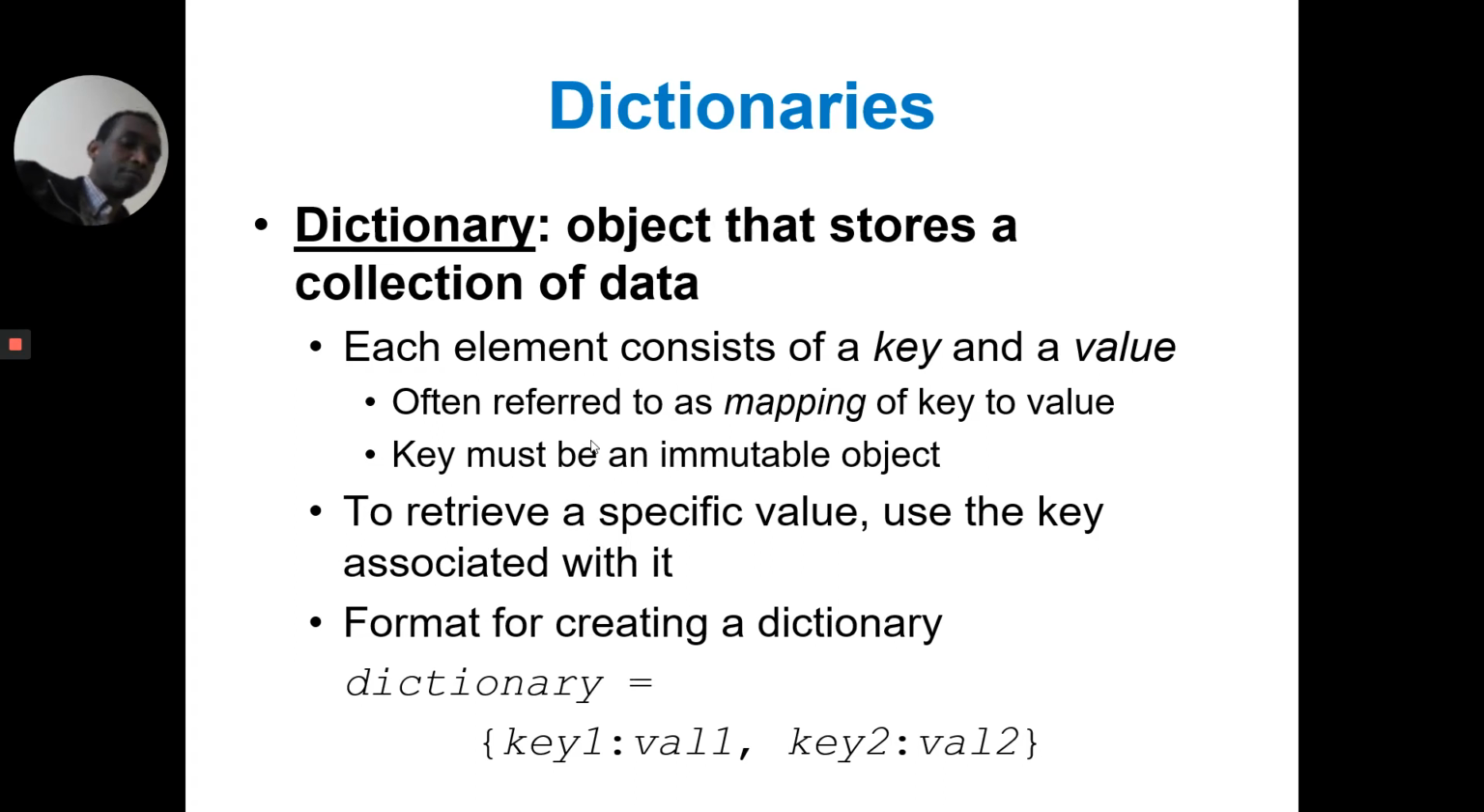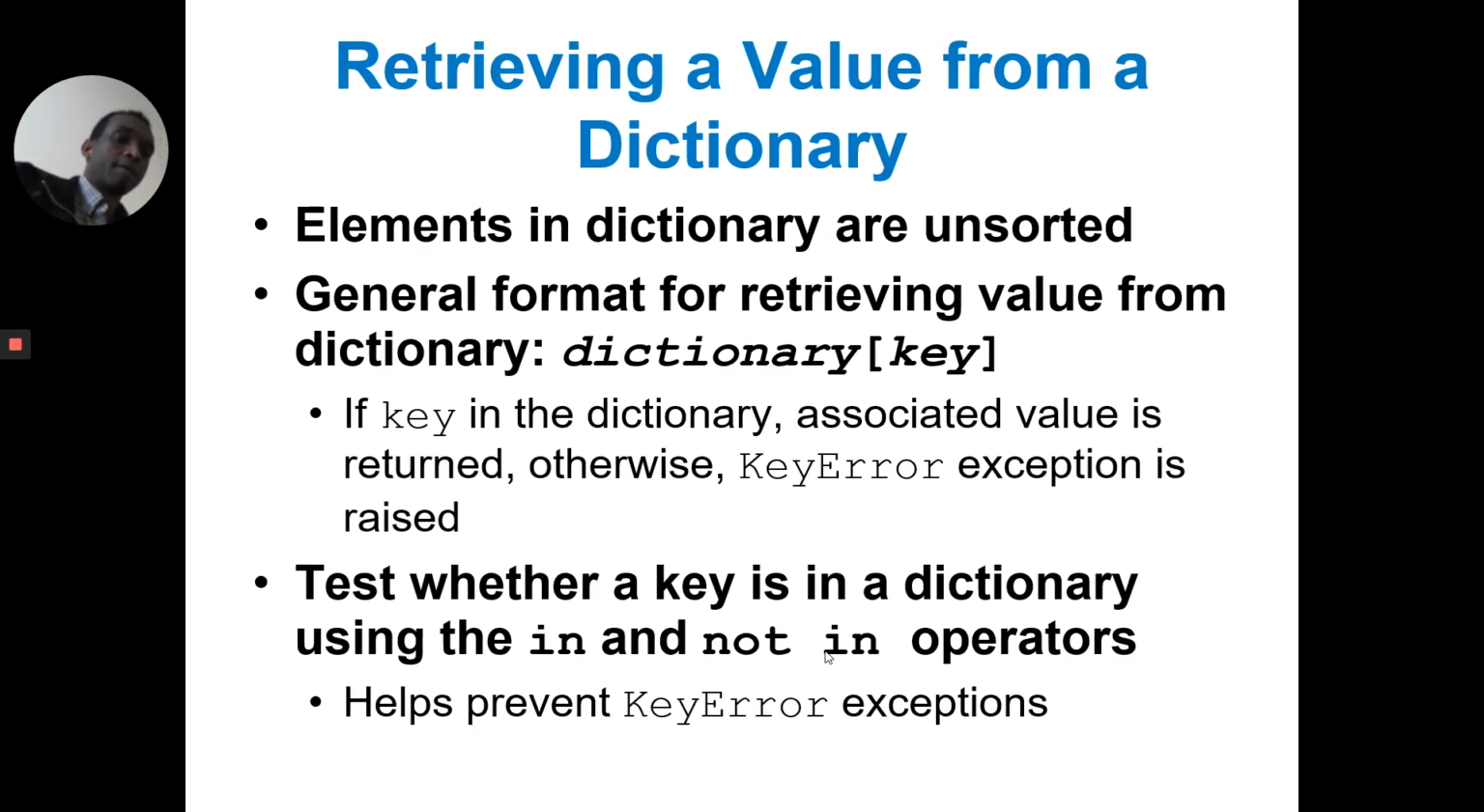So the format for creating a dictionary is dictionary equals key 1, colon, value 1, comma, key 2, colon, value 2, comma, key 3, colon, value 3, and so forth. Elements in the dictionary are unsorted. The general format for retrieving a value from a dictionary is dictionary and then the key, which is the element that you're trying to access. If key is in the dictionary, the associated value is returned, otherwise a key error exception is raised.